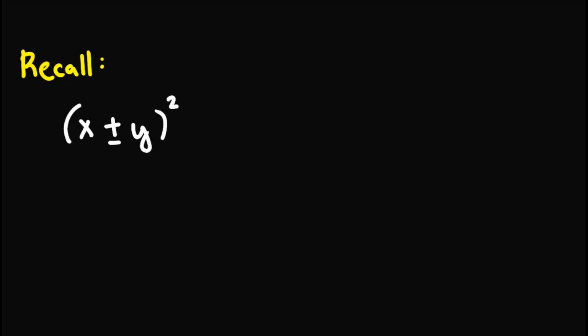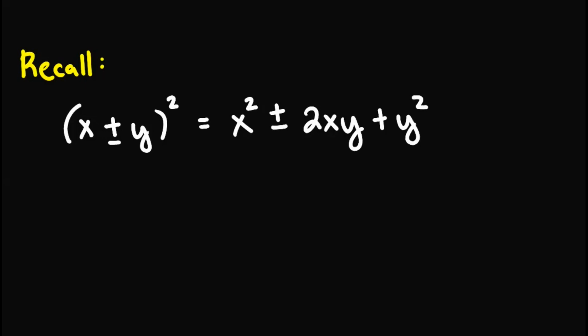Hi there. For this video, we'll be talking about the perfect square trinomial. To discuss this, we first recall from a previous video that (x ± y)² is equal to x² ± 2xy + y². This is the square of a binomial.